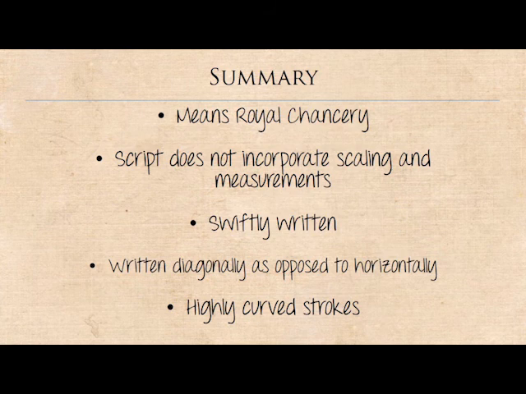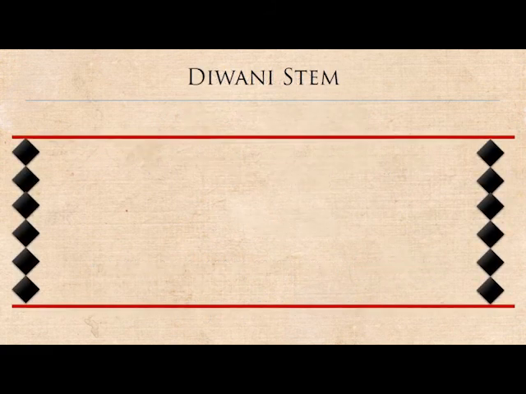Another thing to note is that the angle at which we hold the pen to write the Diwani script is a lot more vertical than the angle at which we hold the pen for Thuluth and Nasakh. In this case, the pen would be almost at an 80 to 90 degree vertical angle. Diwani does not have a baseline. The script is so versatile that it was simply not designed with one.